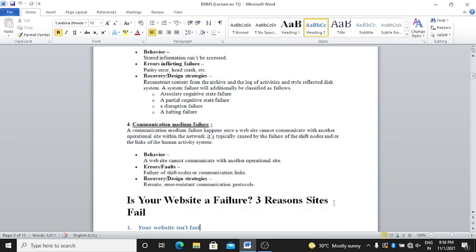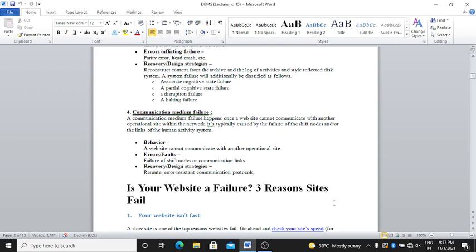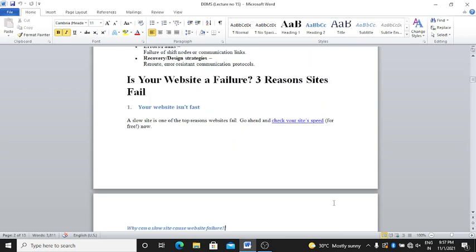Fourth type of failure is communication medium failure. A communication medium failure happens when a site cannot communicate with another operational site within the network. It's typically caused by the failure of the switching nodes and or the links of the communication system. Behavior: a site cannot communicate with another operational site. Error or fault is the failure of switching nodes or communication links. Next one is recovery or design strategy: use error-resistant communication protocols.